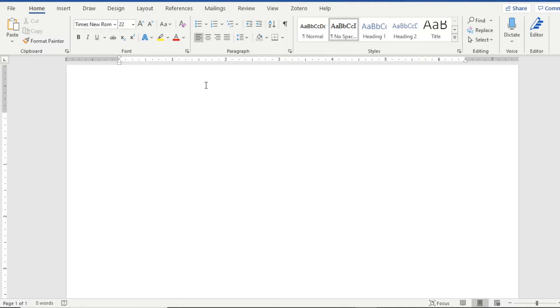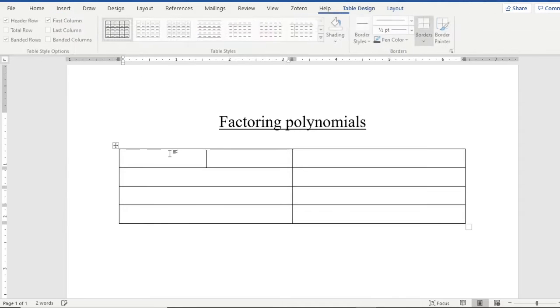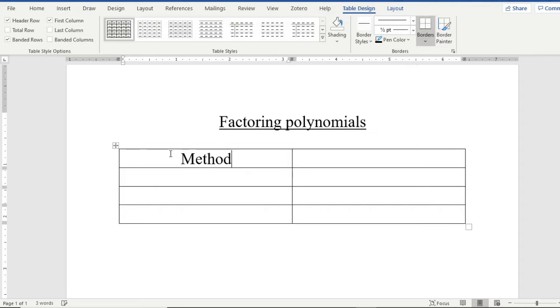Alright, so for today, we're going to be working on factoring polynomials. With factoring polynomials, there are several different methods. There are some common ones though, so I'm going to go over those. Okay, so let's make a couple rows. So we have method and what the method looks like, so, example. Okay, so the first method is GCF, or greatest common factor.